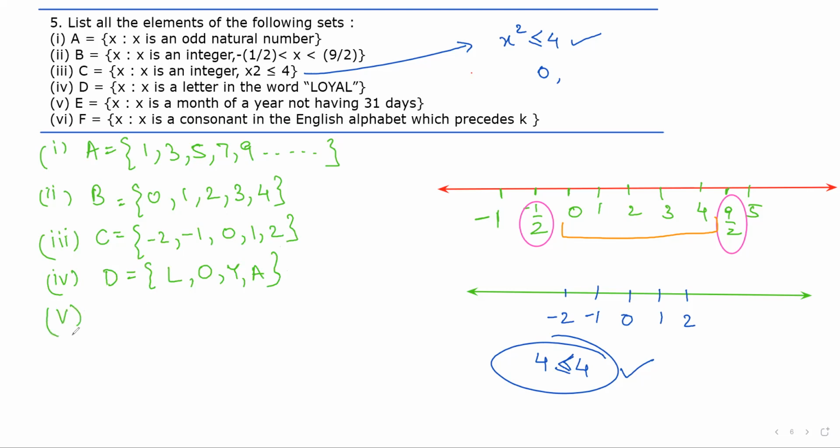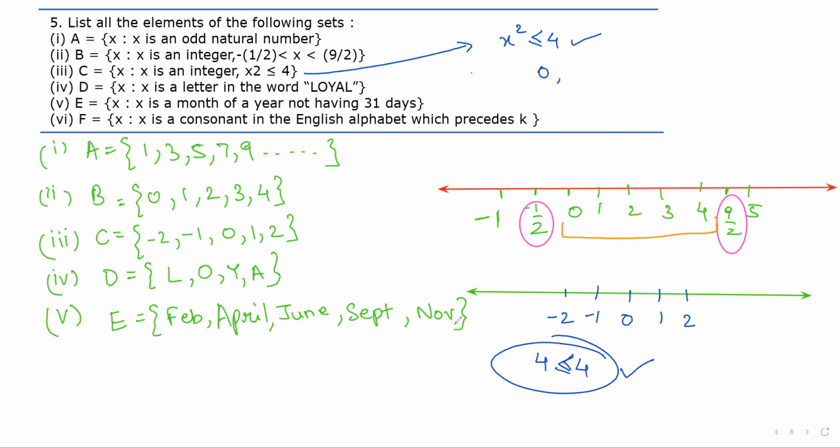Fifth. E is {x : x is a month not having 31 days}. So for E: January 31 days, February, March 31 days, April, May 31, June, July 31, August 31, September 30, October 31, November 30, December 31.